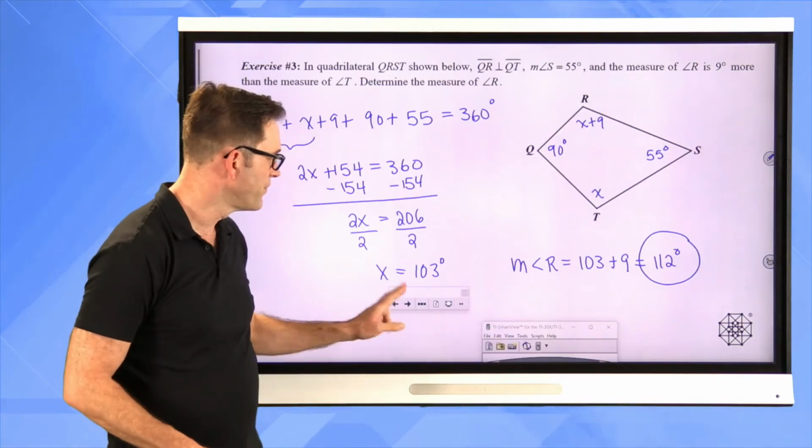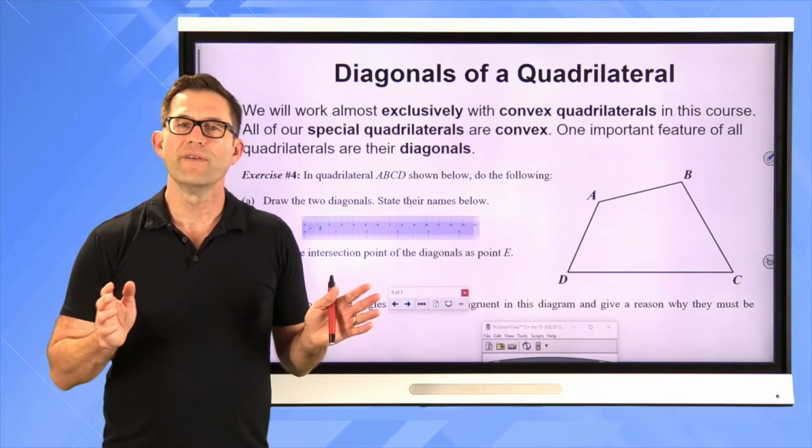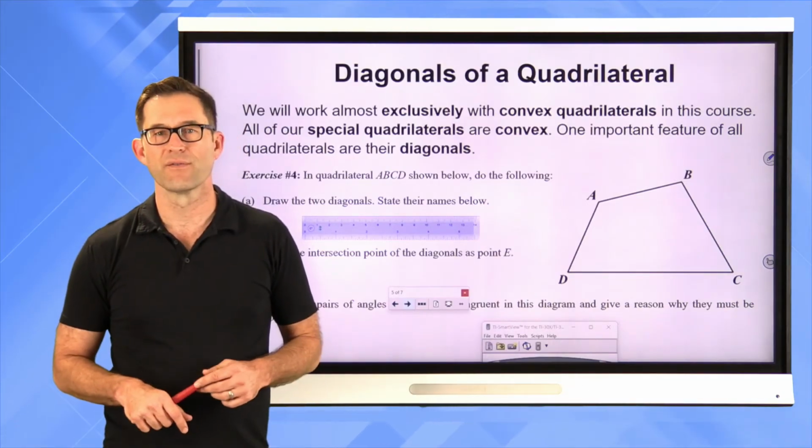Let's keep going. All right, so we now want to talk about a very important feature, which are the diagonals of a quadrilateral.